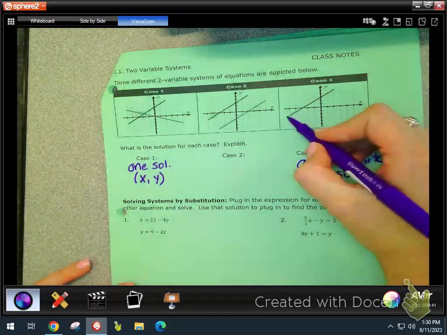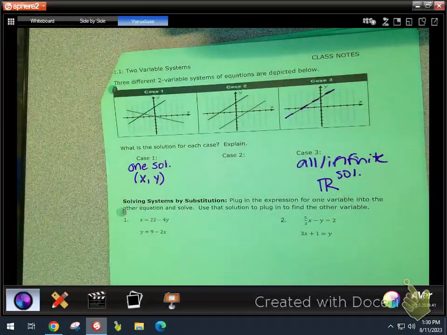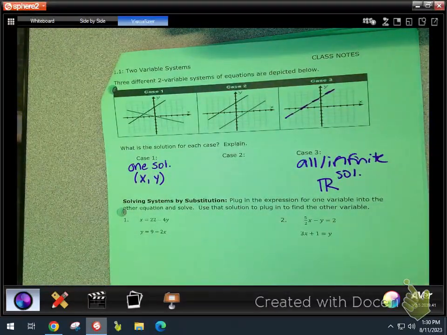But basically what this is, I'm going to kind of do this. It's the exact same line. So they share every single point because they are the same. So that's the 3 equals 3 thing. No matter what input, they're always going to have the same output. So that is a possibility, and we'll see that. But again, it's more common that you're actually going to get 1 point.